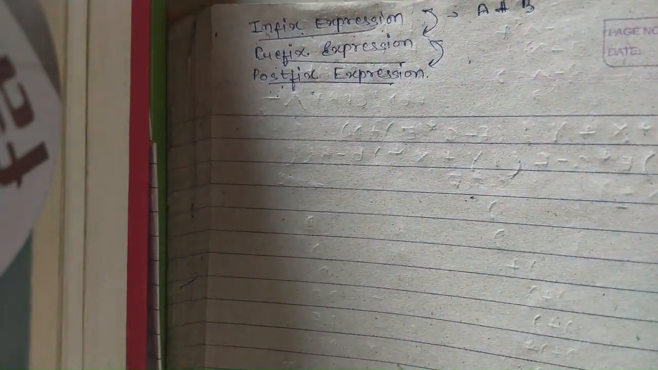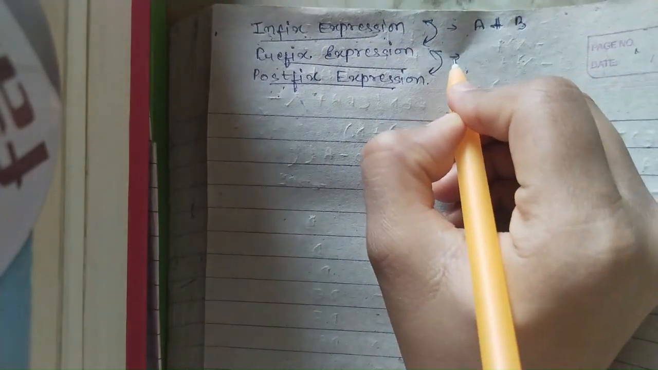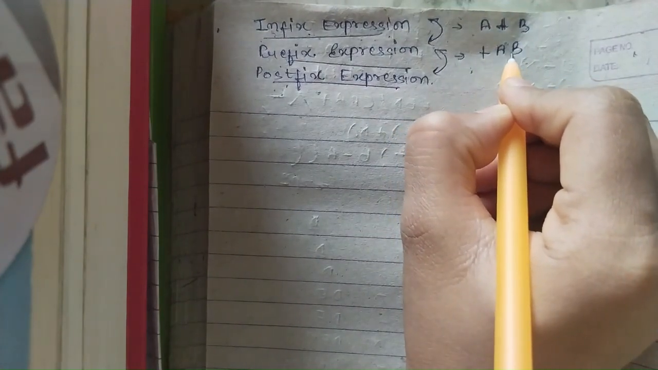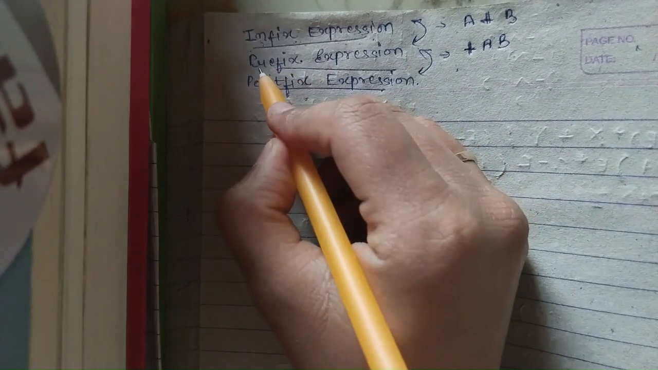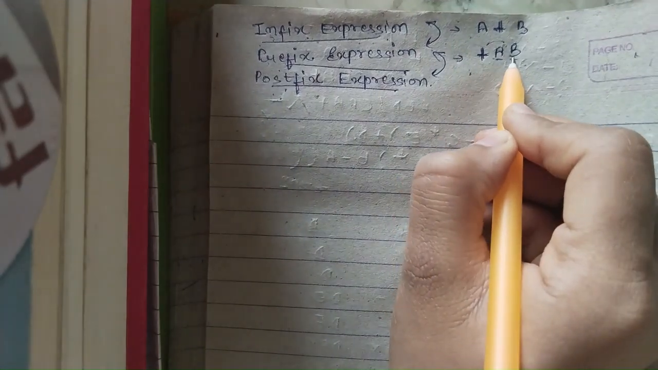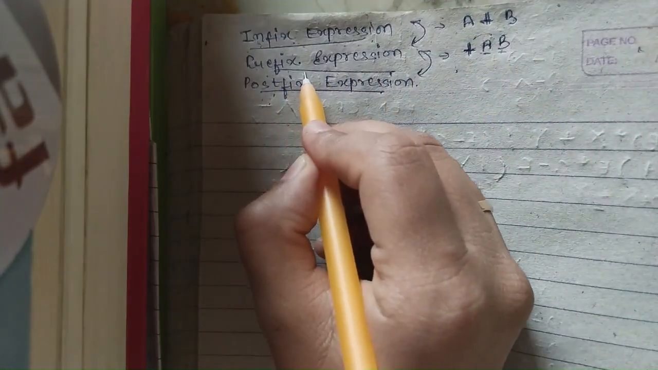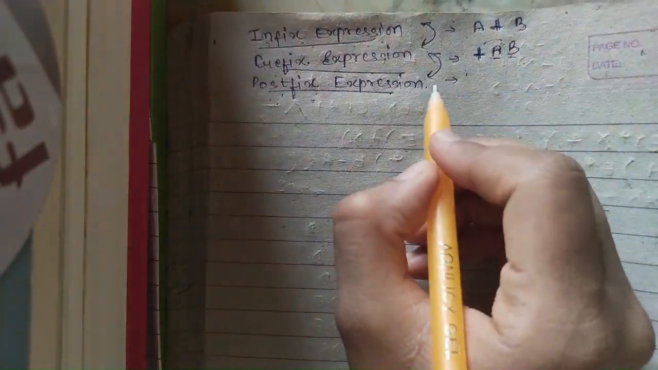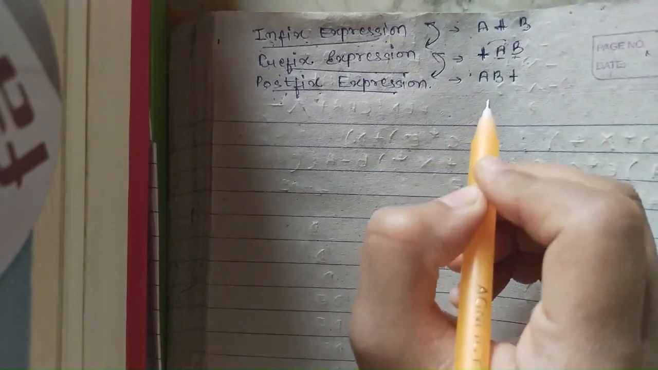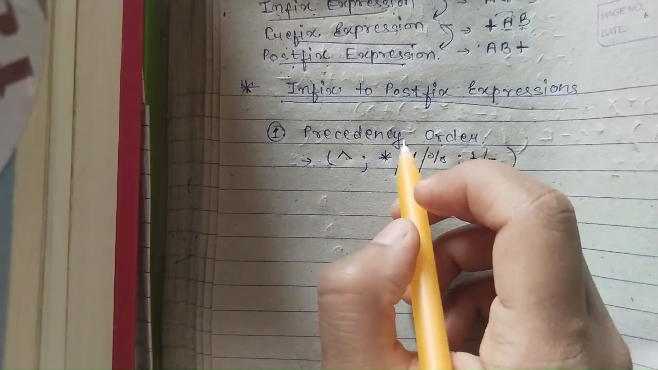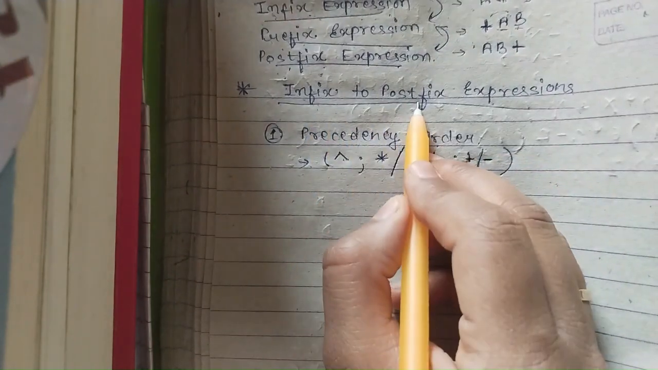In prefix expressions, the operator is before the operands. For example, plus A B. By the name only it is clear that the operator is before the two operands A and B, so it is termed as a prefix expression. And in the case of postfix expression, first, what are postfix expressions? The operator is after the operands, like A B plus. So this operator is after A and B, right? Now we are going to learn about the conversion of infix to postfix expressions.